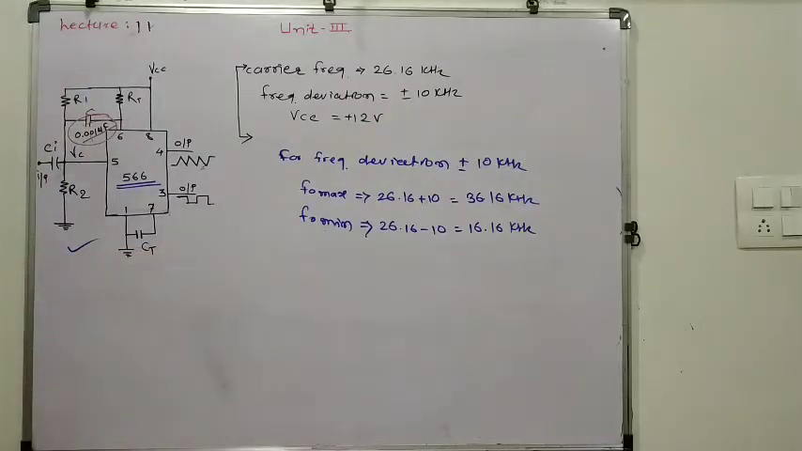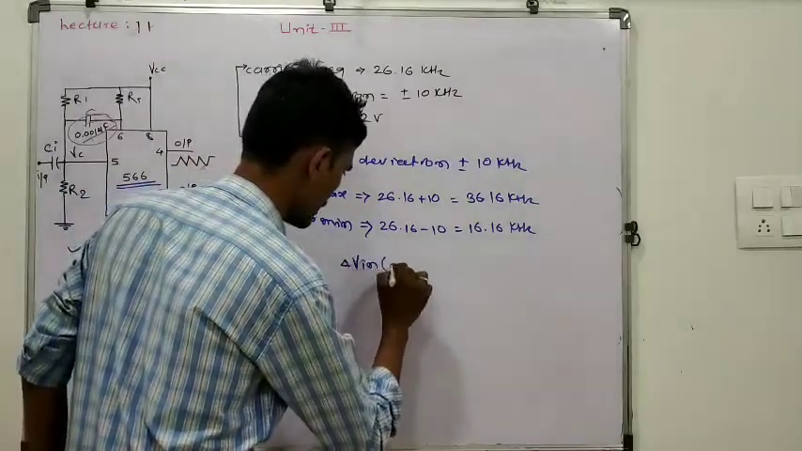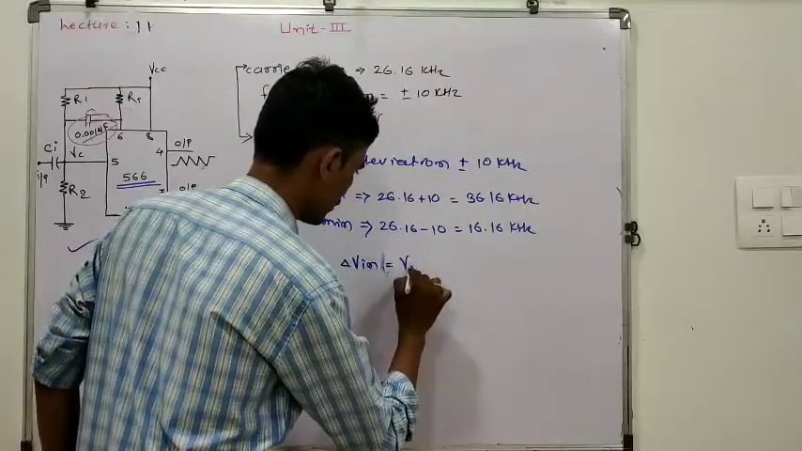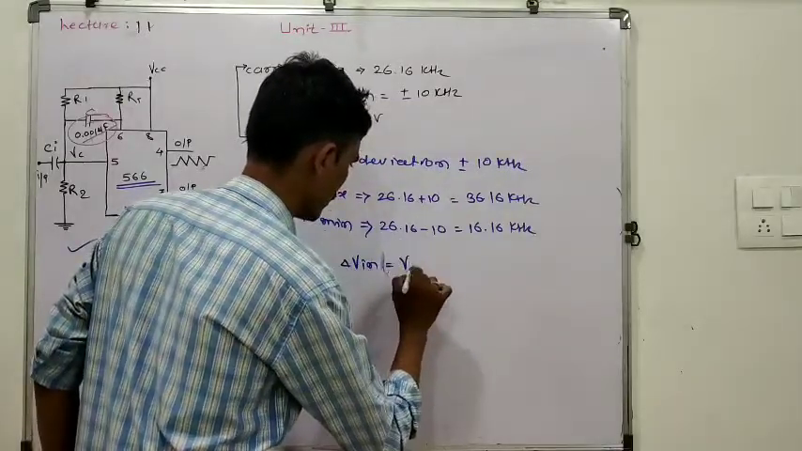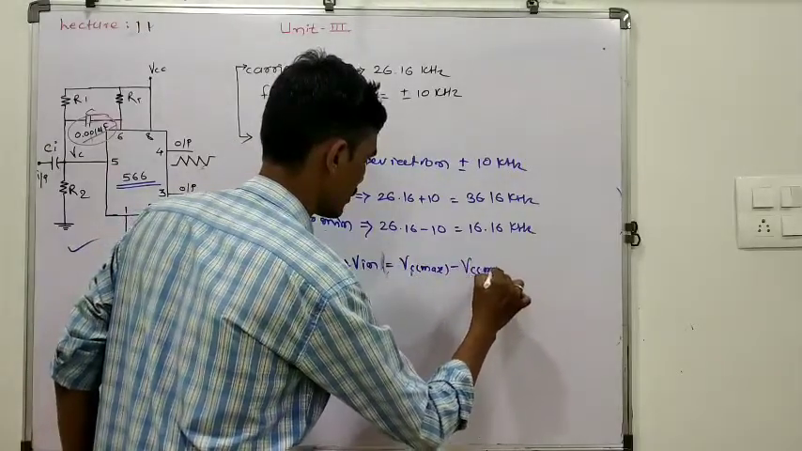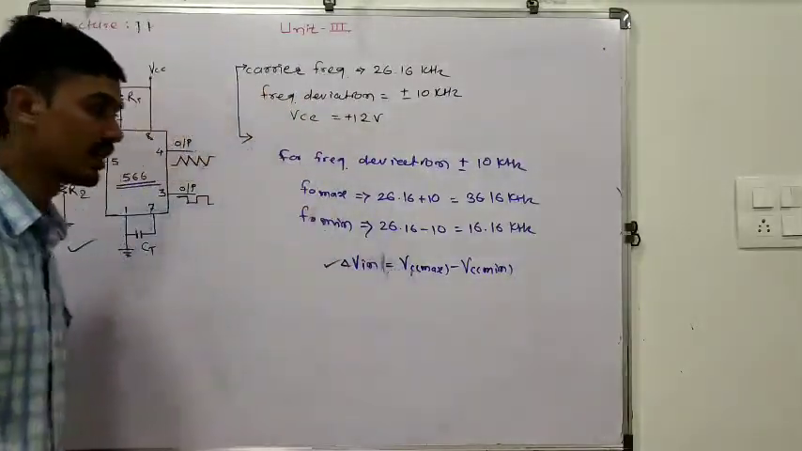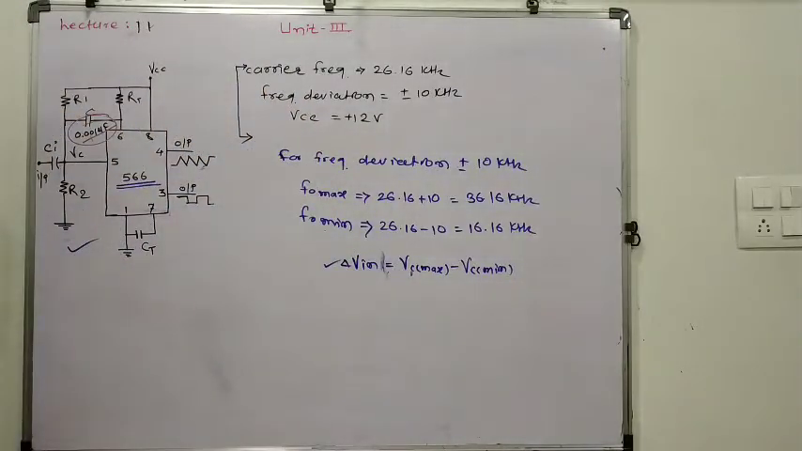Now we know the formula. For the modulating signal, deviation depends on the Vc max and Vc min, because delta V is equal to Vc max minus Vc min. This is nothing but the input signal for which we are calculating the modulation. That is, we are calculating the modulating signal.